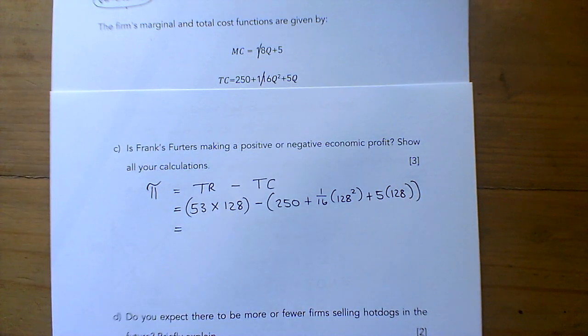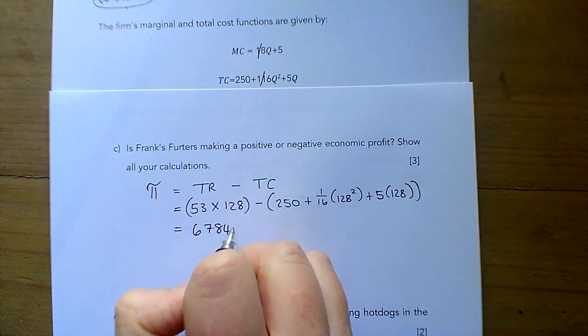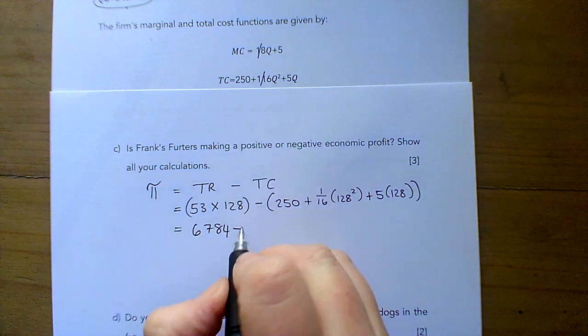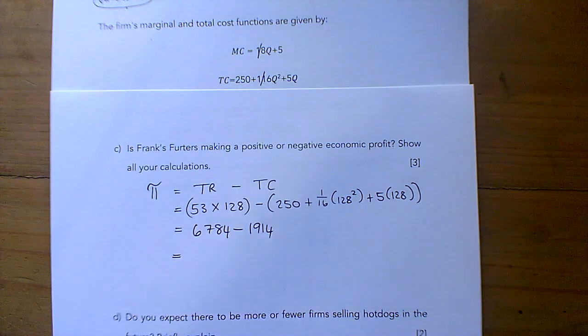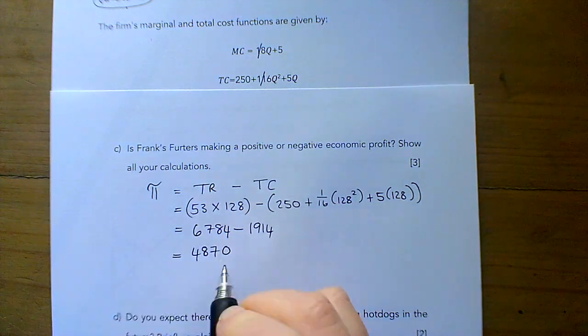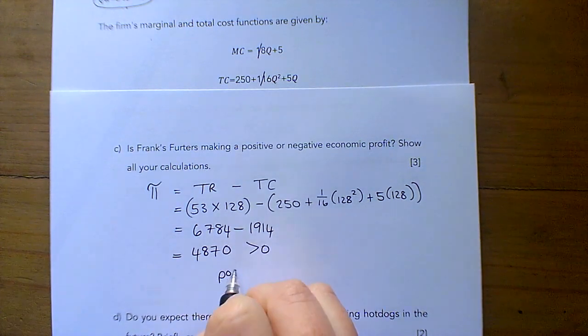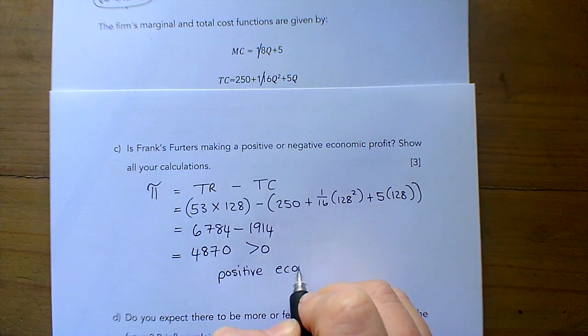And so if I solve for this, my total revenue is going to be 6784, and my total cost is going to be 128 squared divided by 16 plus 5 times 128 plus 250, which gives me 1914. And so that means my profit is 4870. So this is a positive economic profit.